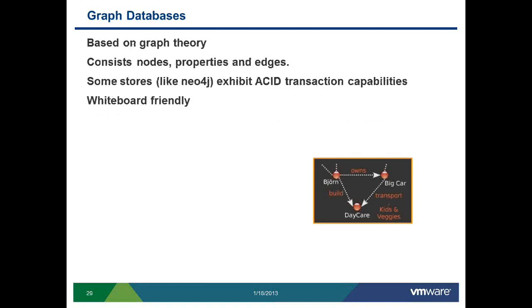The other variety of databases are graph databases. They are based on graph theory. That means they consist of nodes, and each node contains properties, and nodes contain edges which connect to the other nodes. In fact, some stores like Neo4j even exhibit ACID transaction capabilities like an RDBMS. And one of the primary arguments for these NoSQL graph databases is that they are whiteboard friendly. So you can write your concept on the whiteboard as a graph, and I can create the same schema in the NoSQL graph database.